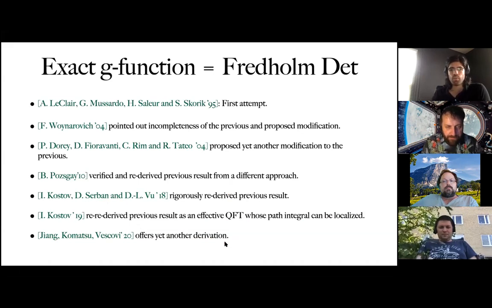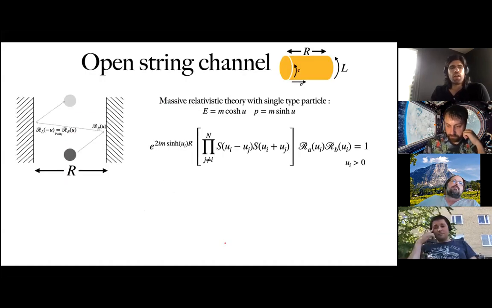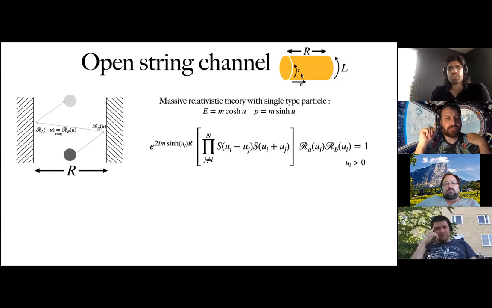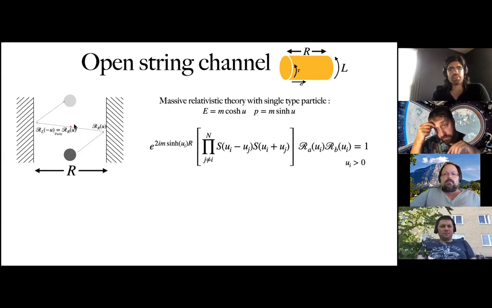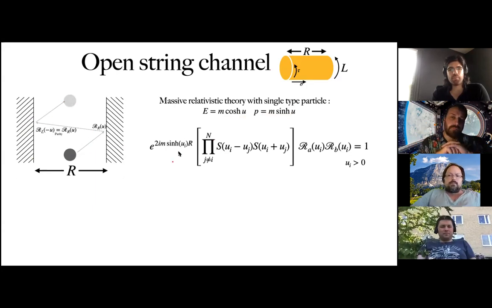So what's the naive approach, or what is the strategy to determine this thermal partition function? The idea is the following. Let's look at the open string channel, and let's consider the simplest case where we have just a massive relativistic theory with one type of particle. So we have the usual relativistic dispersion relation, where m is the mass of the particle. And we write the periodic Bethe ansatz type of equation: you start with a particle, you follow the particle, it will scatter off the boundaries, also scatter with other particles in between, and come back to the same point.